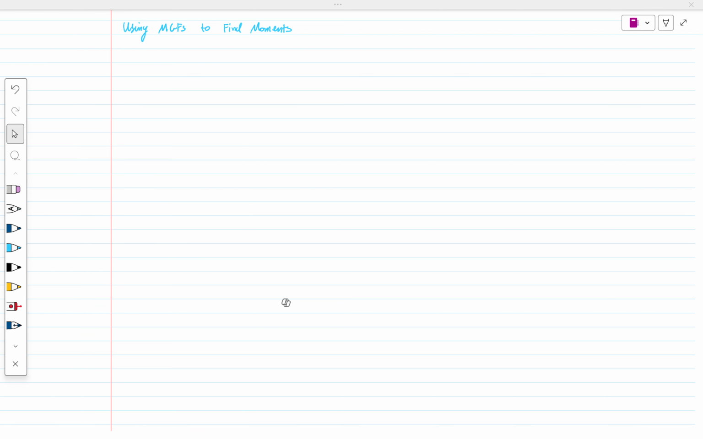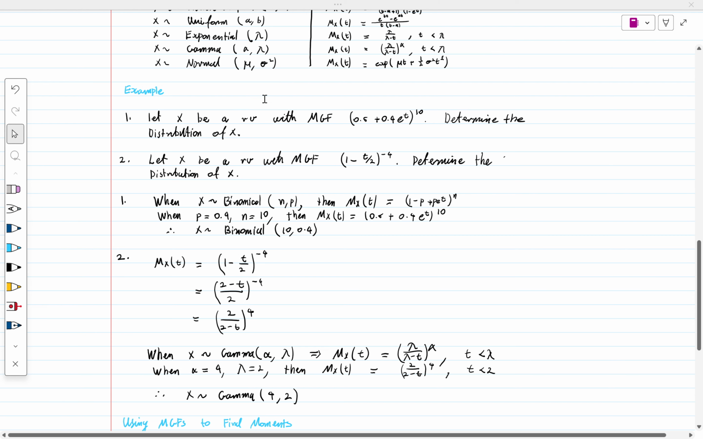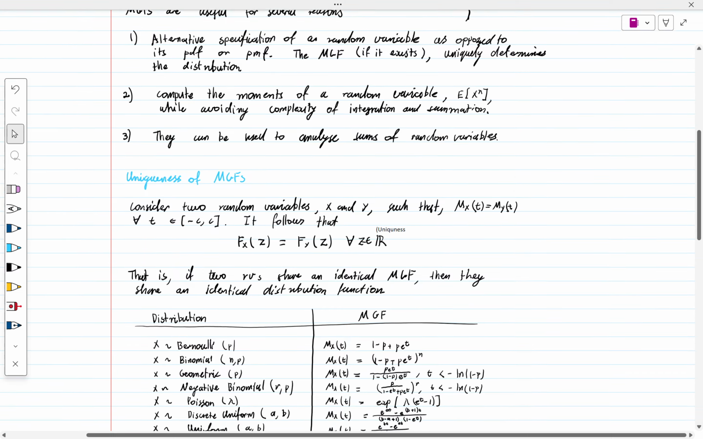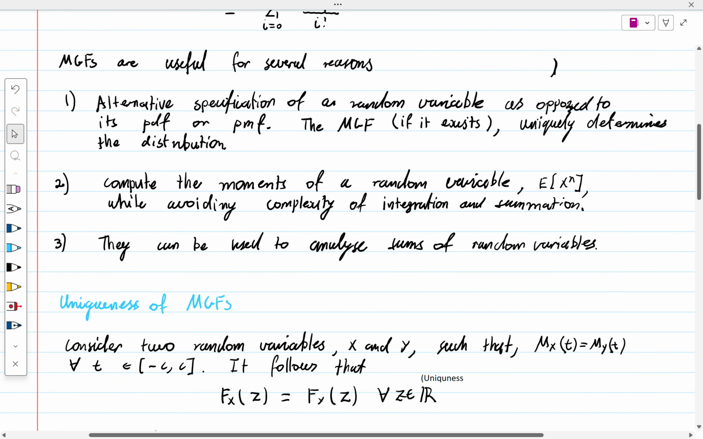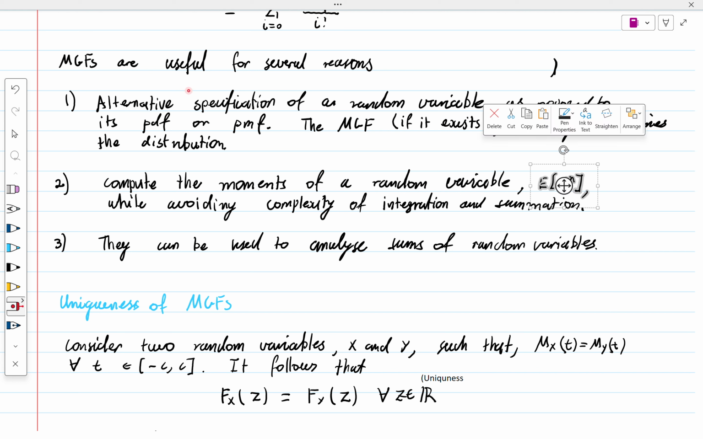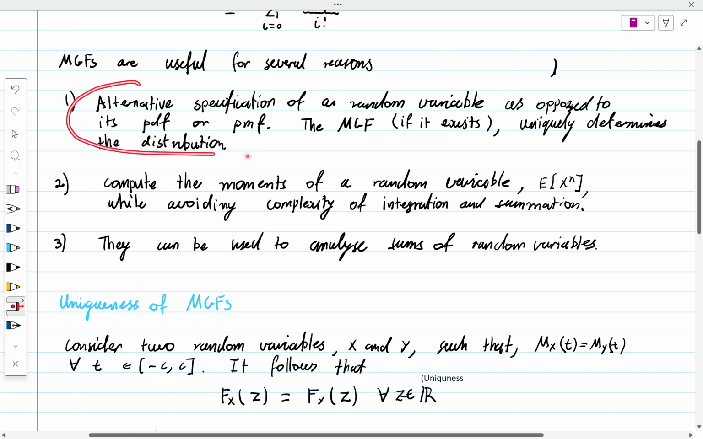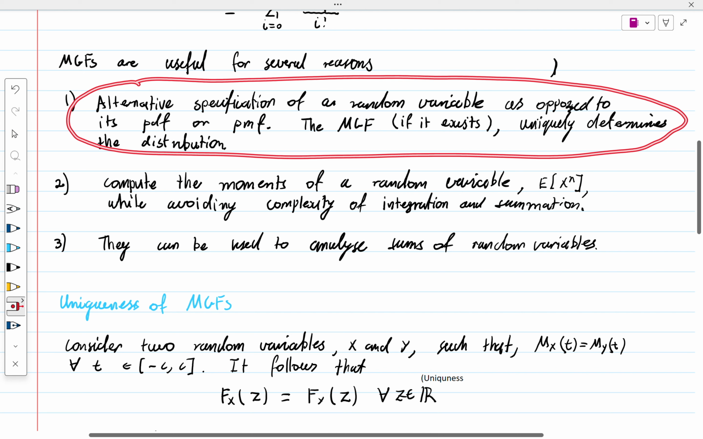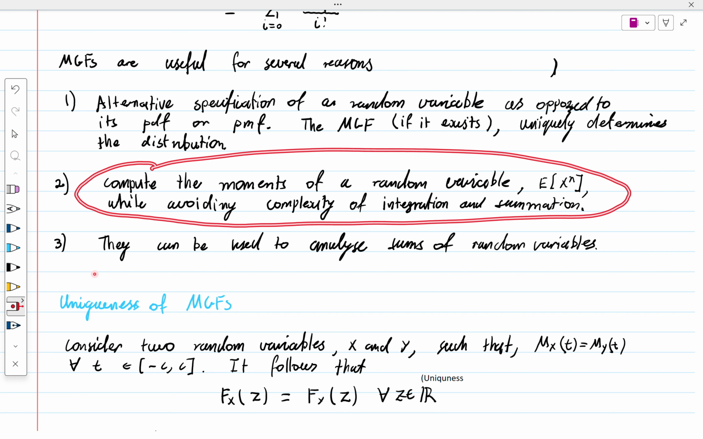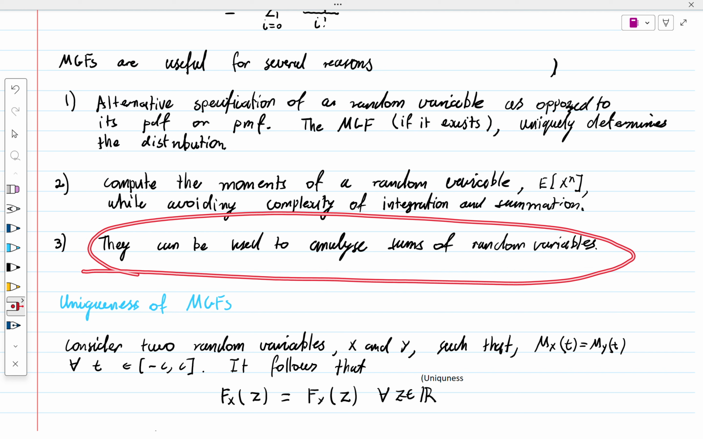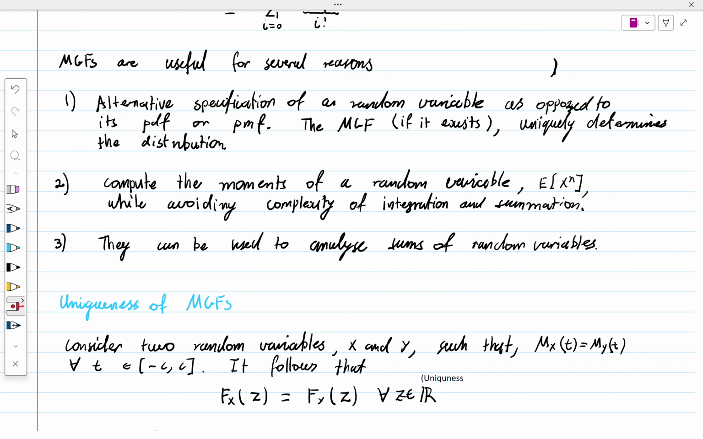Welcome to the second video of applications of moment generating functions. In the first video discussing applications, we looked at in particular three sort of useful uses of moment generating functions. We looked at the fact that a moment generating function can be used to specify the distribution. We also said that it could be used to compute the moments. And finally, we said that it could be used to analyze sums of random variables.